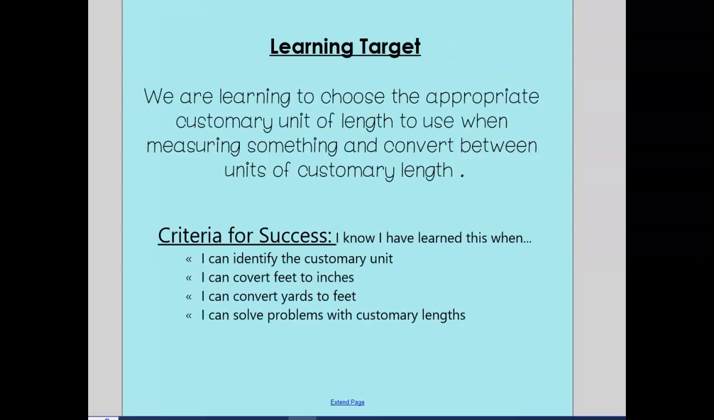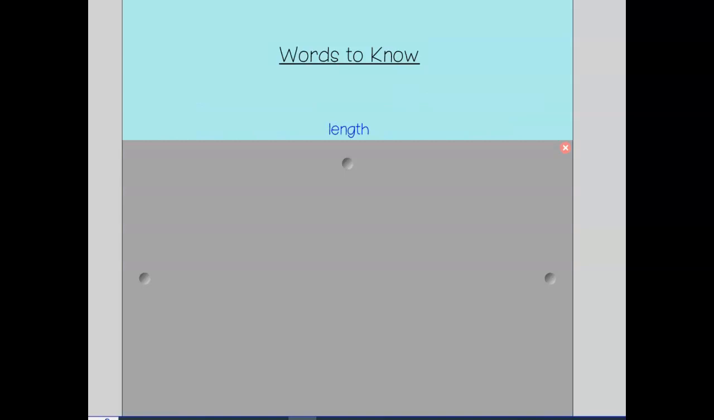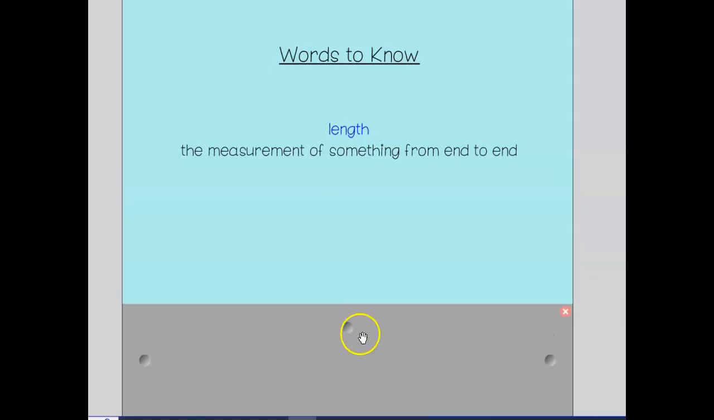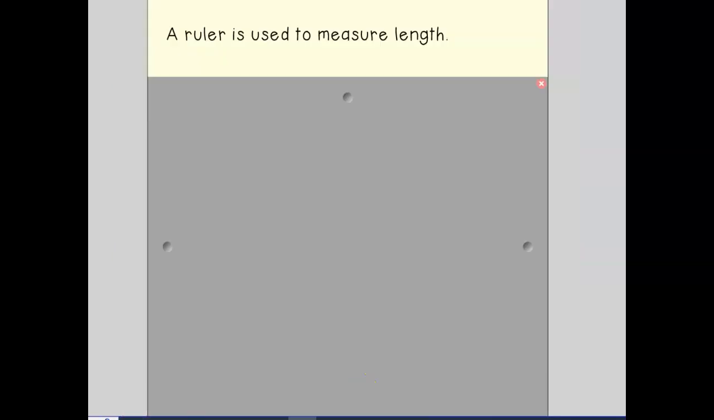All right, we're going to learn to choose the appropriate customary length unit for a certain object, and then we're also going to convert between different units of customary length. So we can identify a customary unit, then convert from feet to inches, convert from yards to feet, and then solve some problems. All right, words to know. The first one is length. Length is how long something is from one end to the other end when you're measuring. Only word that is vocabulary this week.